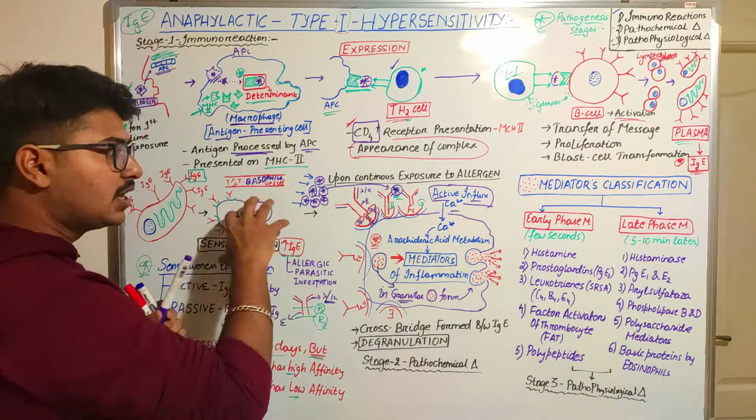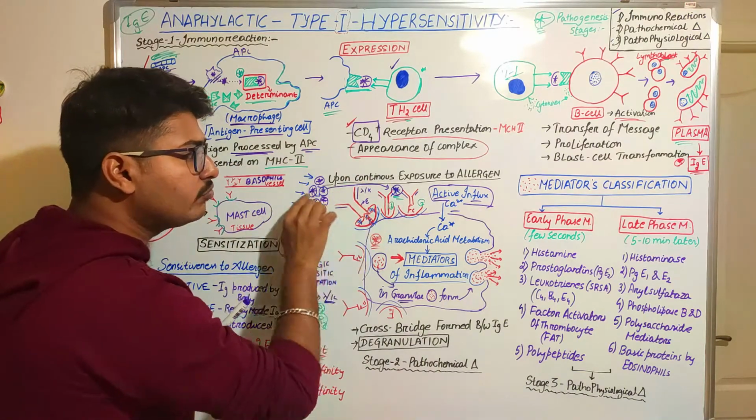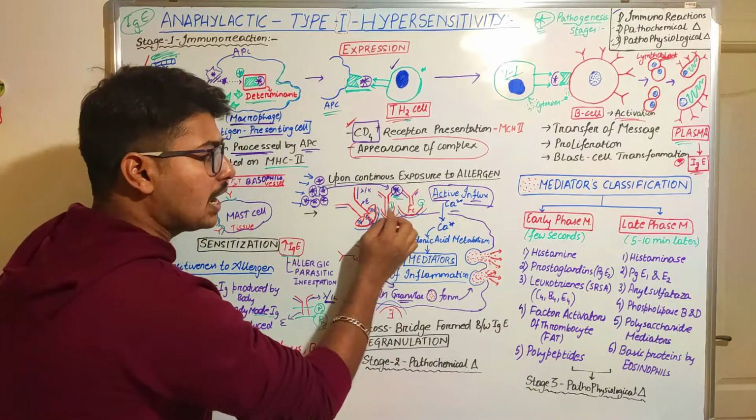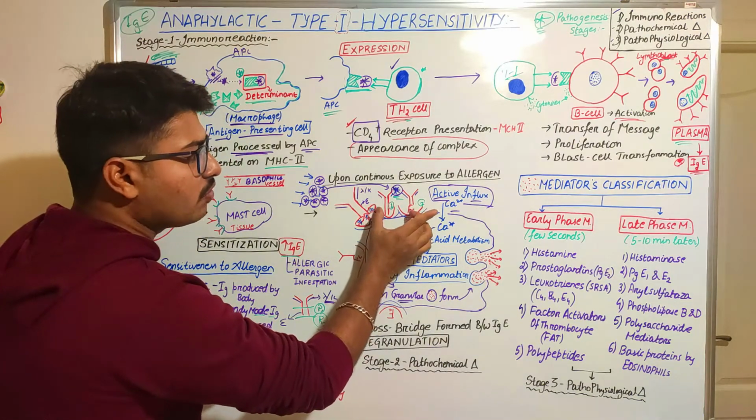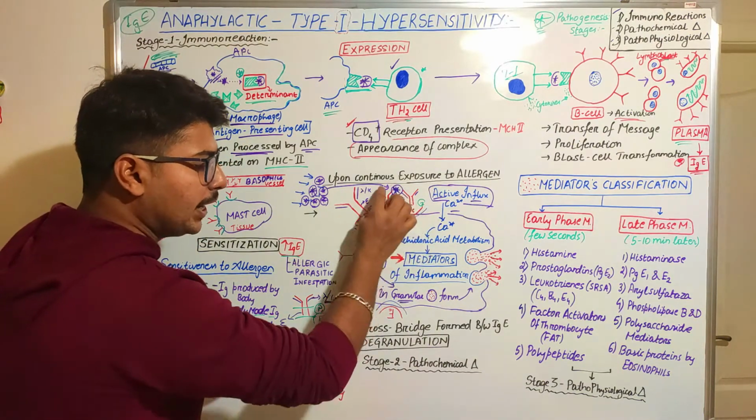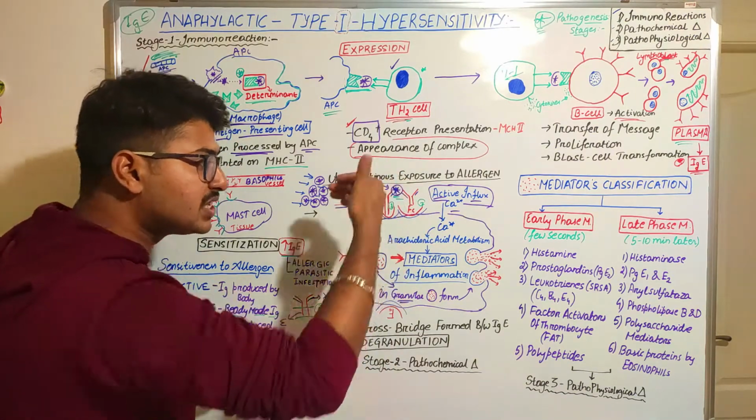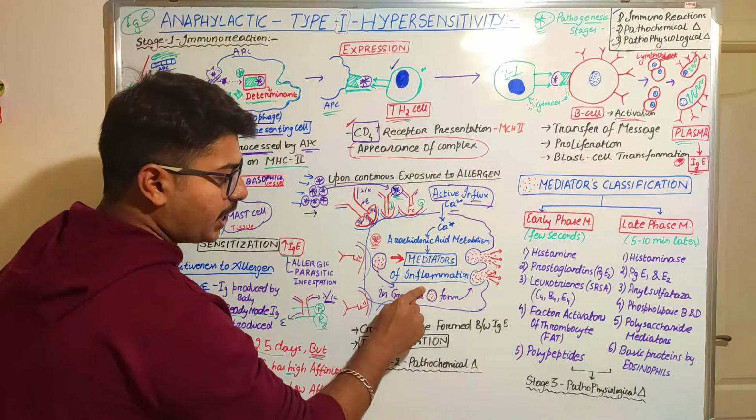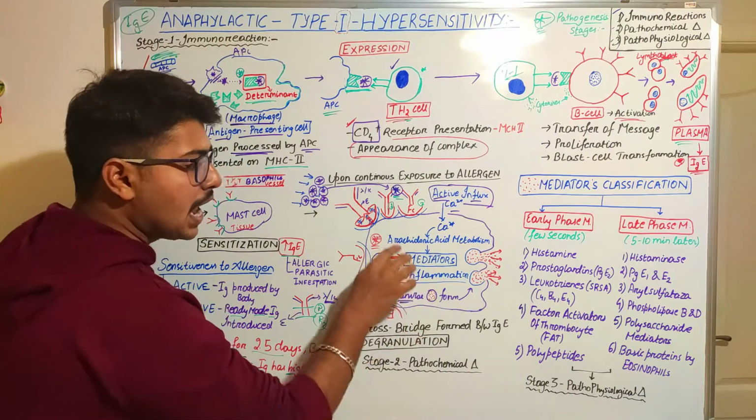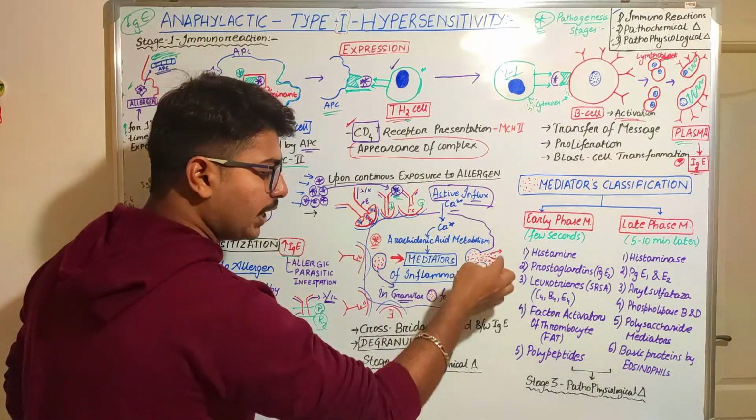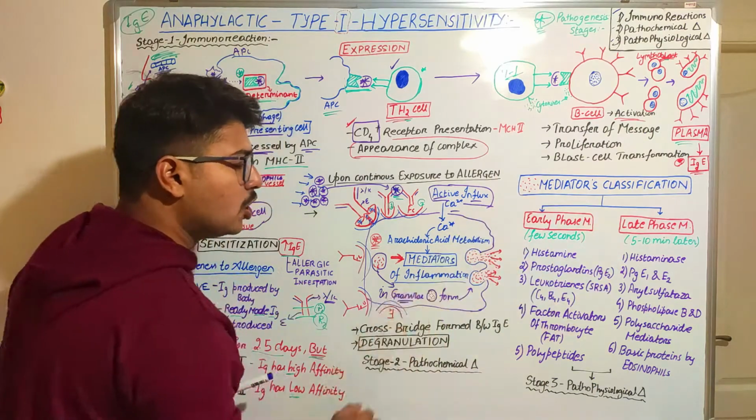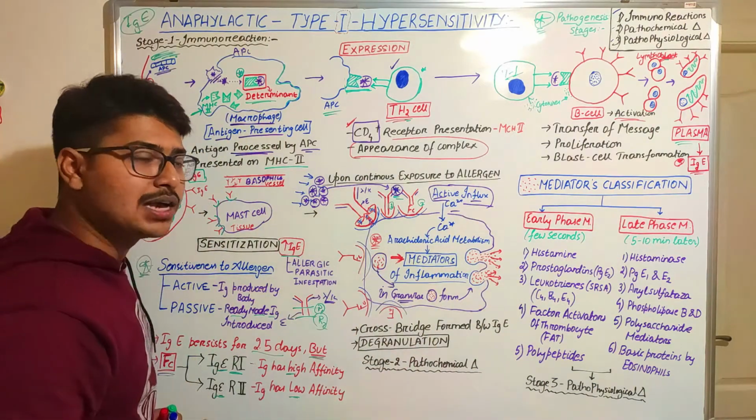So when the antigen or the allergen comes and binds to the bridging surfaces of both the antibodies, it will form the cross bridge, and that whole process will stimulate the production of these mediators, and these mediators will move to the surface and get released. So this is the whole function of the mast cells.